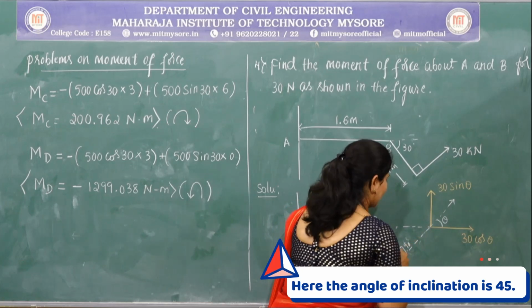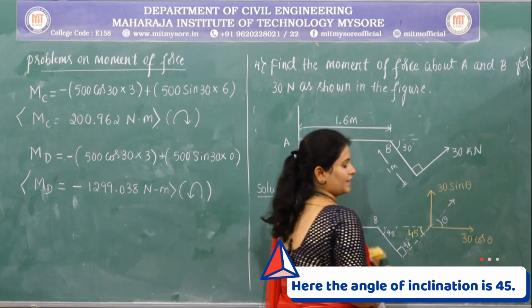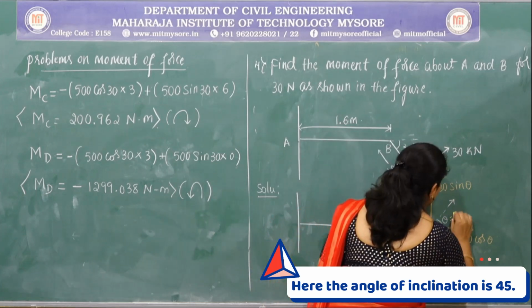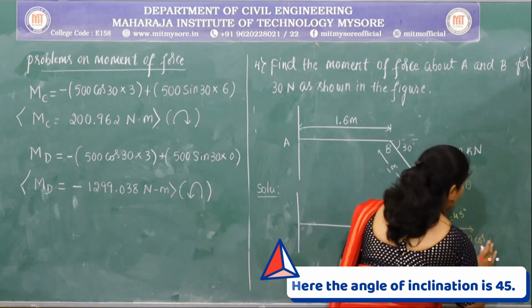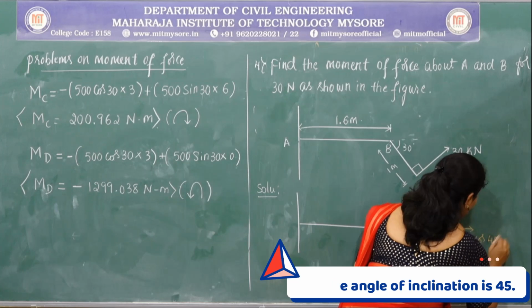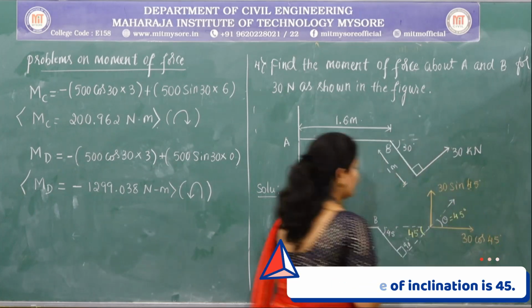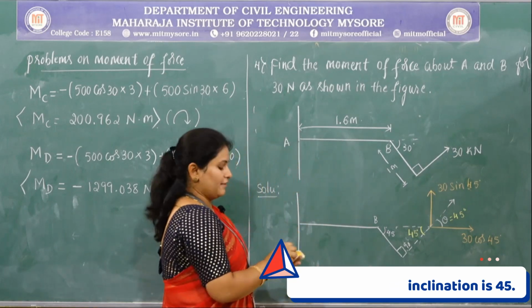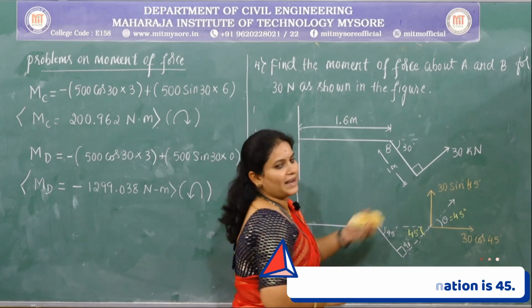So the remaining angle is 45 degrees. So this theta will become 45 degrees, hence the x component is 30 cos 45 and y component is 30 sin 45. In order to find out the moment, we need a perpendicular distance between the point and the force.